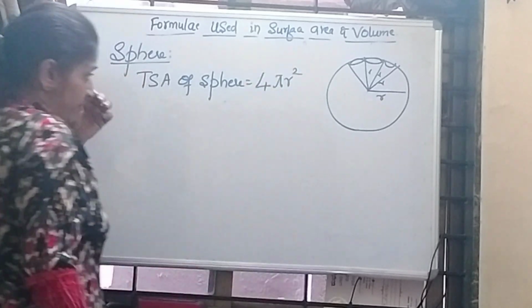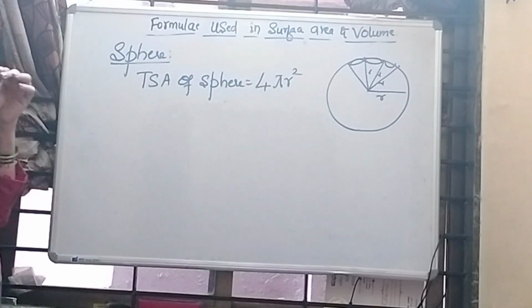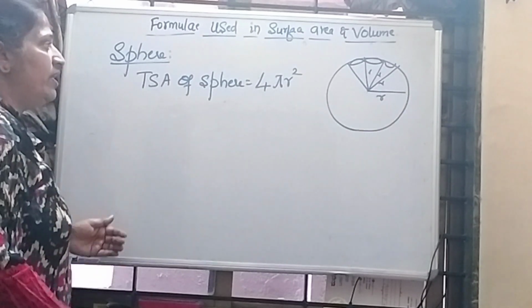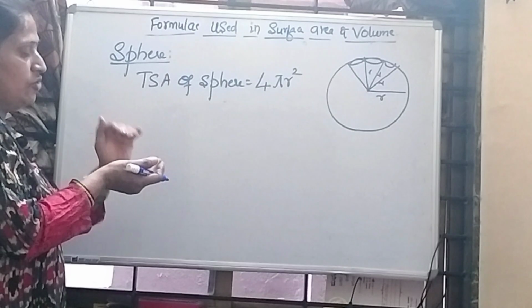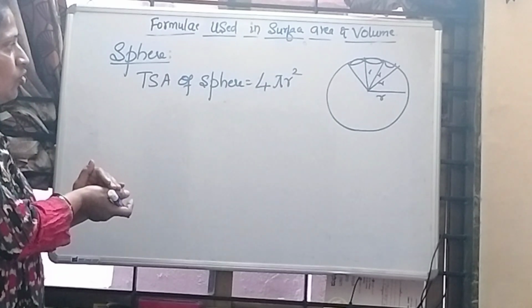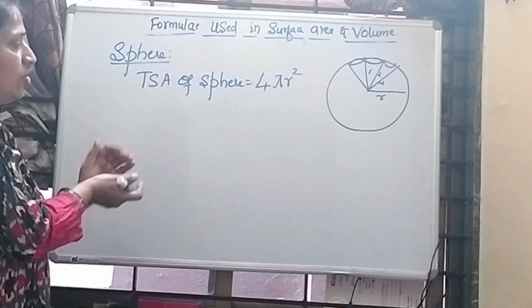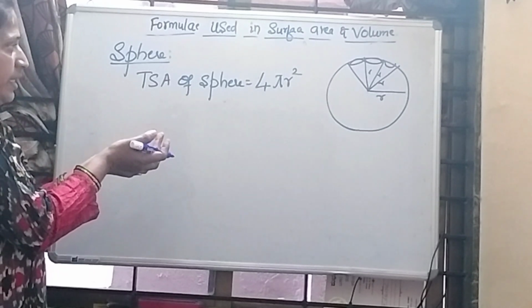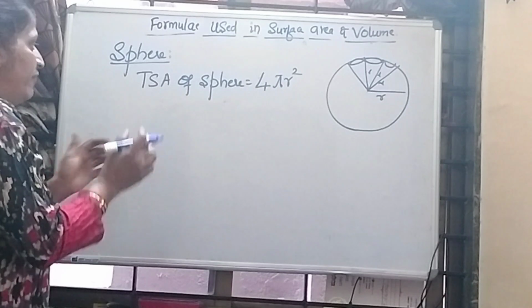You may have doubts, how did we get this 4 pi r square? We cannot measure properly on the ball. But what we do here is, if we take the example of a shot put and cut it into two parts, we will get two hemispheres. Those hemispheres are taken as an example to study.